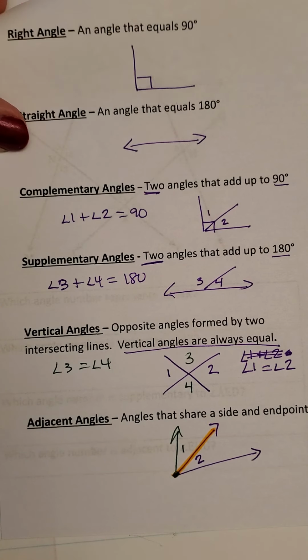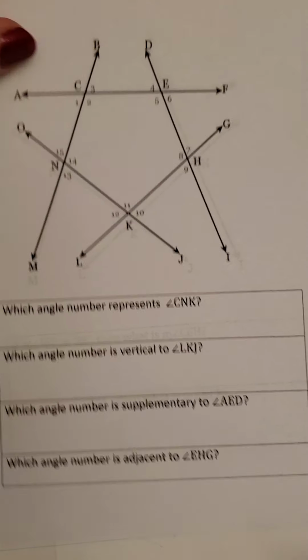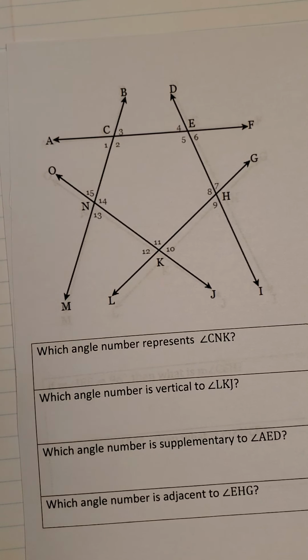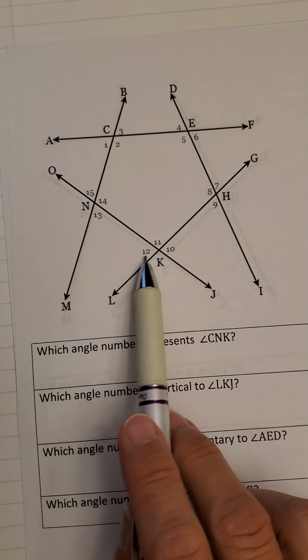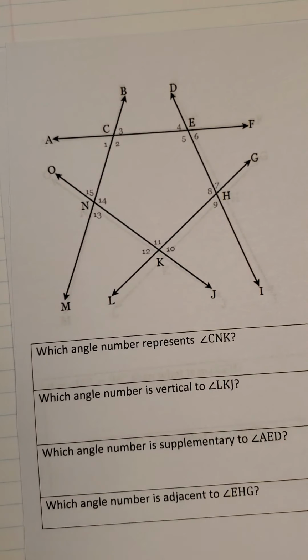So let's practice that a little bit. Okay, so here's a picture. Hopefully you can see it. Hopefully you see a bunch of capital letters. Notice they're all capital letters. And then you see a bunch of little numbers. Hopefully you can read that. I'll help you out if you can't. So we're going to answer these questions.